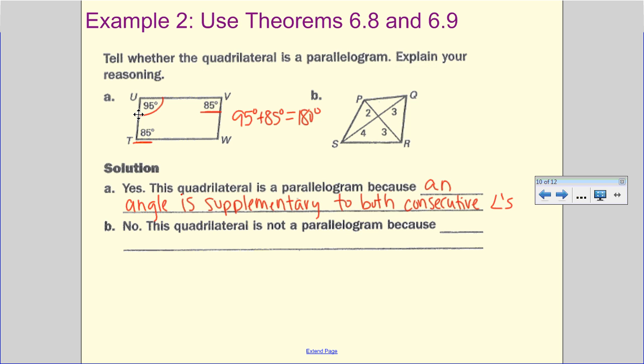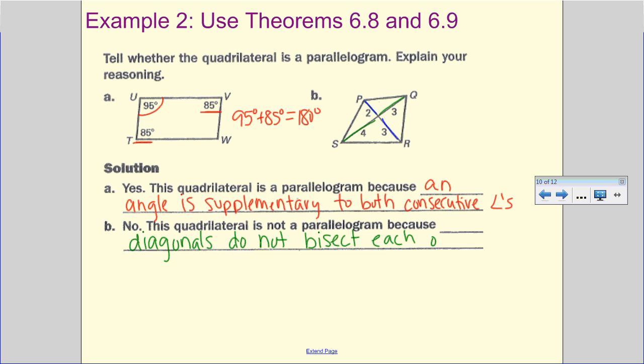If we take a look at B, I've got 2 and 3 not congruent. And then we need to look at this: 4 and 3 also aren't congruent. And so no, it's not a parallelogram because diagonals do not bisect each other.